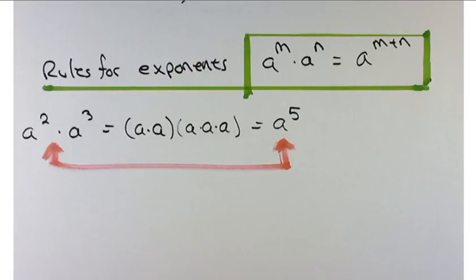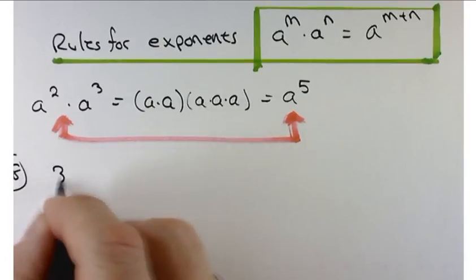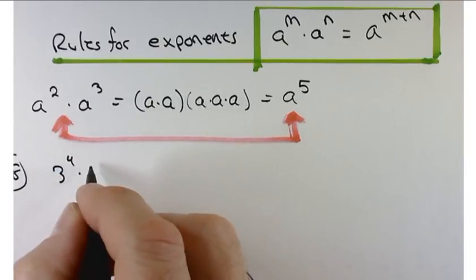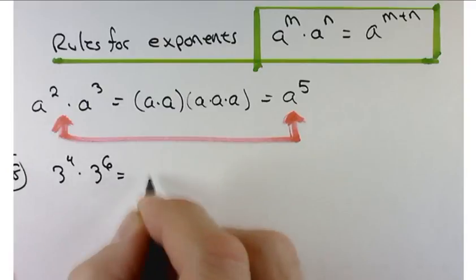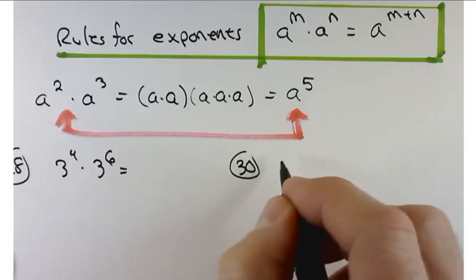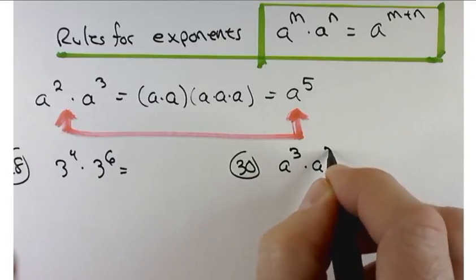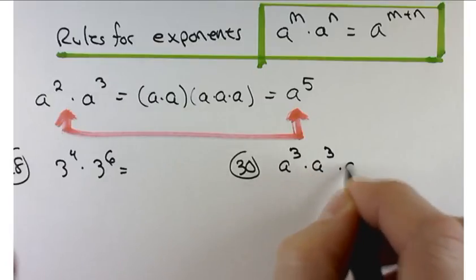That'll start with problem number 28. Three to the fourth times 3 to the sixth. And let's also throw in problem number 30 as well. A to the third times a to the third times a to the fifth.